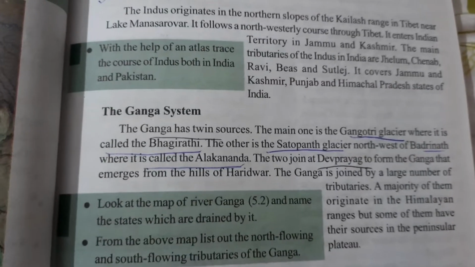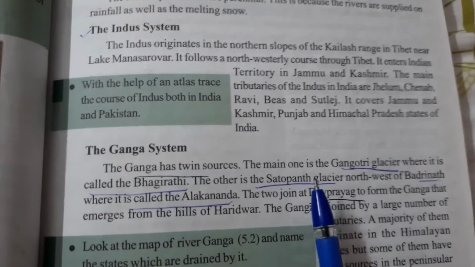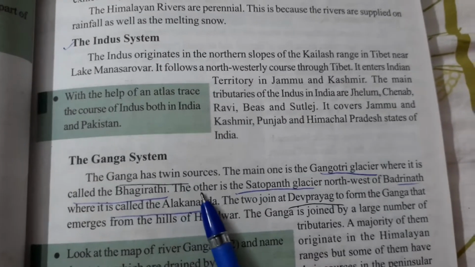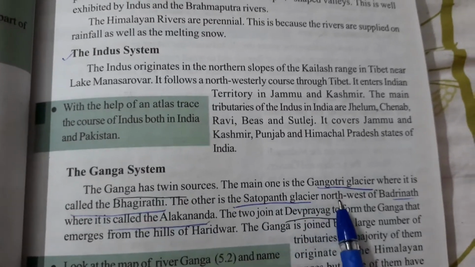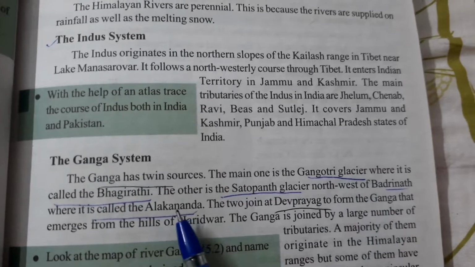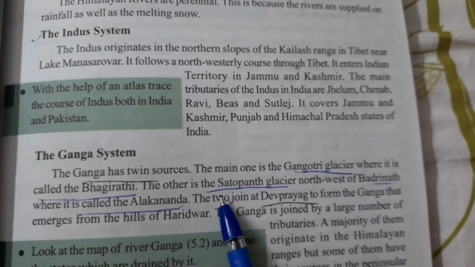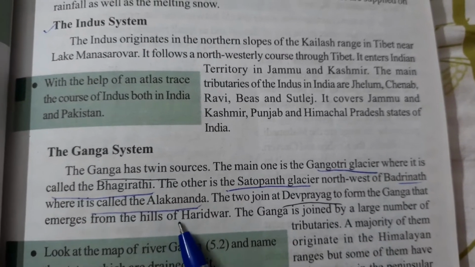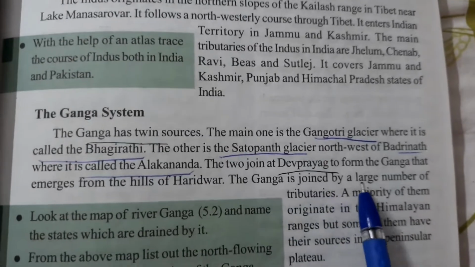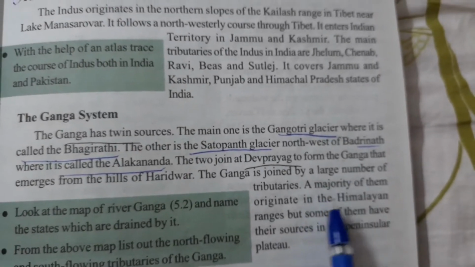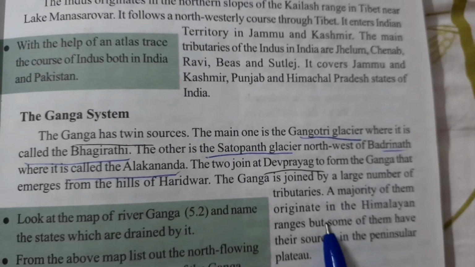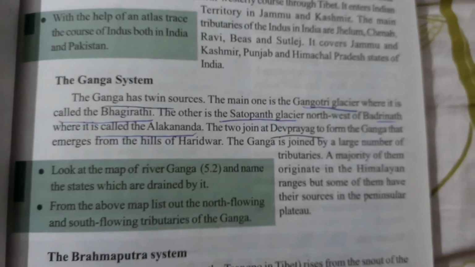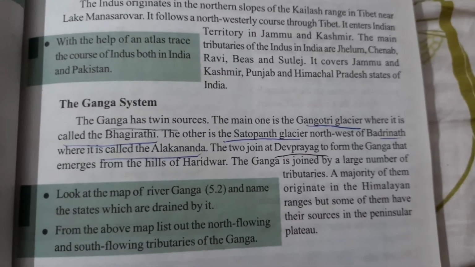Now come to Ganga system. The Ganga has twin sources. The main one is the Gangotri glacier, where it is called Bhagirathi. The other is Satopanth glacier, northeast of Badrinath, where it is called Alaknanda. The two join at Devprayag to form the Ganga that emerges from the hills at Haridwar. The Ganga is joined by a large number of tributaries. The majority of these originate in Himalayan ranges, but some of them have their source in the Peninsular Plateau. So these are the Ganga river system.